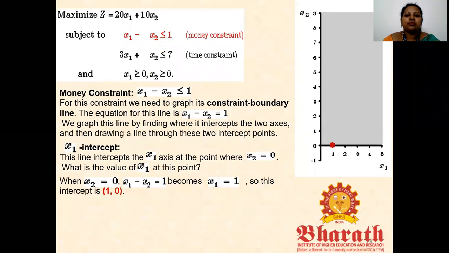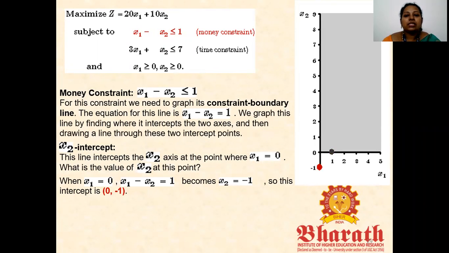First we assume x2 is equal to 0. If we put x2 equal to 0, then from this equation we get x1 equal to 1. Therefore, we get the point 1, 0, and we mark the point 1 on x1 and 0 on x2. After that, in the same equation we calculate the x2 intercept. If we put x1 equal to 0, then we get x2 equal to minus 1.